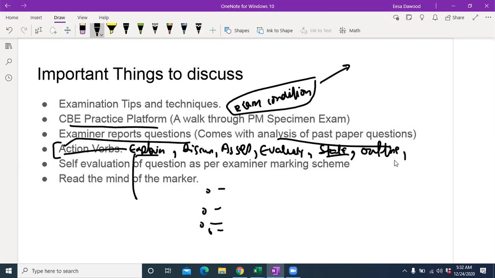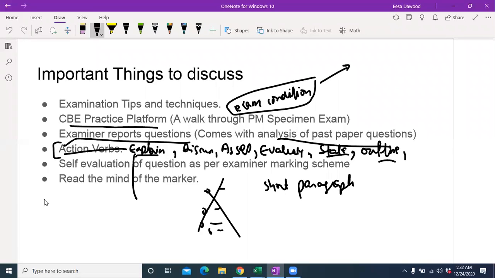If it would have been "state" or "outline," I would have stated points like this. But if it's an explanation, you need to write in short paragraphs, no bullet points. It won't give you any marks, short paragraphs. And you need to know how to draft paragraphs, okay?